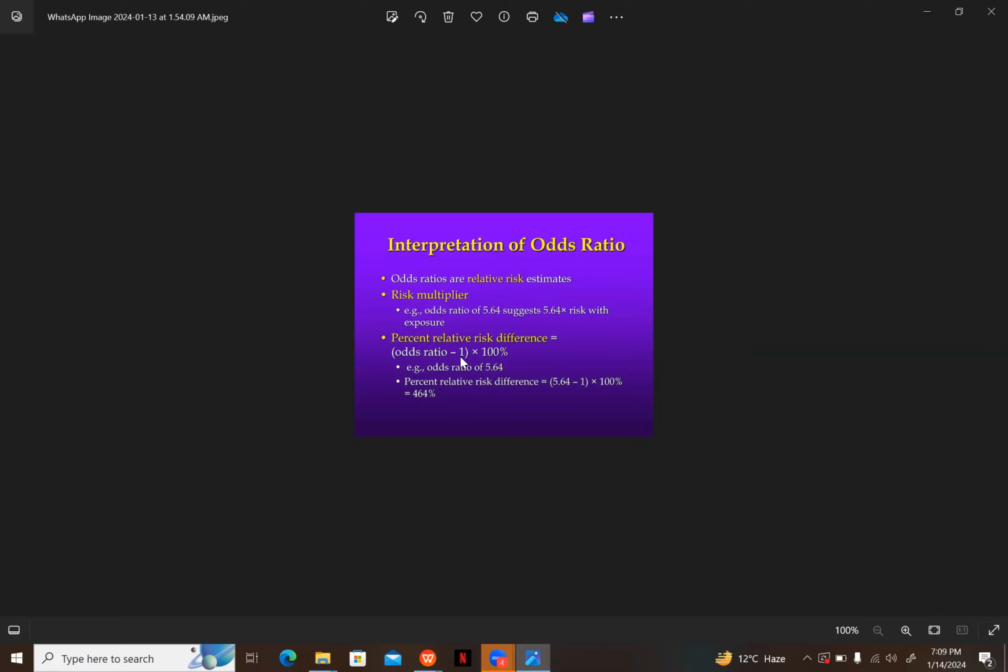Percent relative risk is equal to odds ratio. Okay, forget about this, but you can remember this formula: if they ask the percent relative risk difference, the formula is odds ratio minus 1 multiplied by 100. The same formula which I have shown you for the relative risk reduction, that was 1 minus RR multiplied by 100, and here it is opposite, that is the odds ratio minus 1 multiplied by 100. Whenever a percentage is given, you can convert it into a number, and whenever a number is given, you can convert it into a percentage.